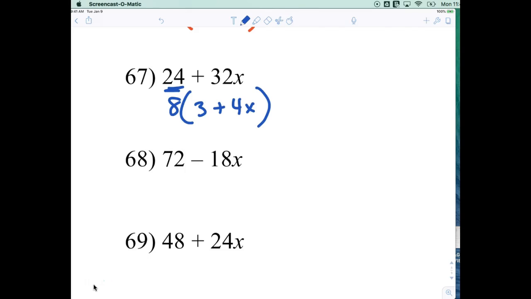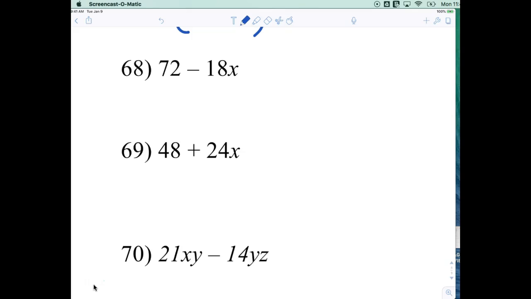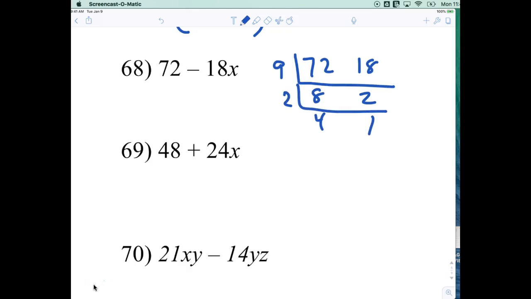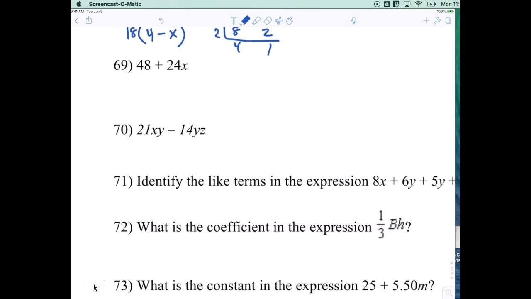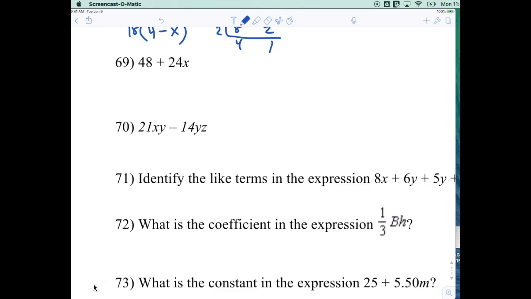Now this one was kind of tricky. 9 does, but also 18 does. 18 is better. Do you hear me? Now, if you're not sure about that, remember, here's kind of what we were looking at over here. If 9 goes in, and 2 goes in, then you're pulling out an 18. 4 minus x. All right, everybody really quick, try 69 and 70. I want everybody to try 69 and 70. Let me see how you're doing.